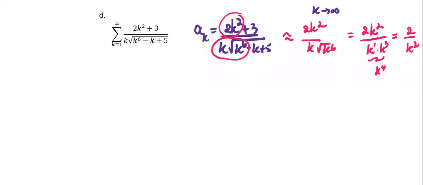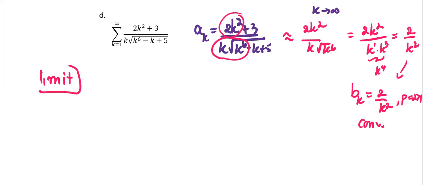We are going to use the p-series with b_k as 2 over k to the 2nd, or p equals 2, greater than 1. We say this series converges. To compare with the convergent series, for this case we have multiple terms in both numerator and denominator. It's more convenient to show this by using the limit comparison test, or the limit of a_k divided by b_k as k approaches infinity.